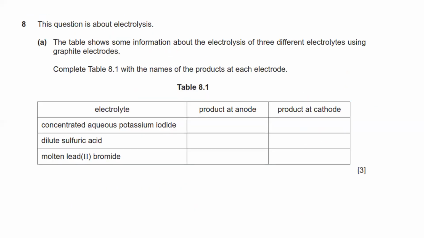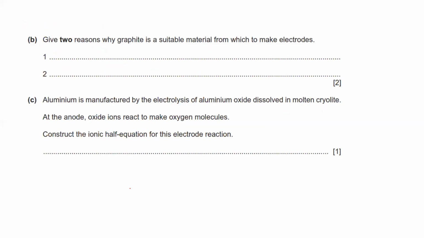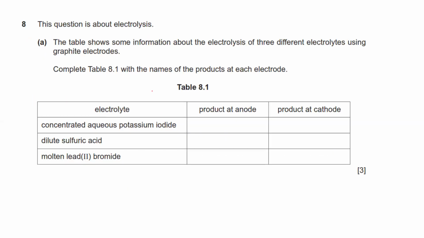So moving ahead, question number 8. It says this question is about electrolysis. The table shows some information about electrolysis of 3 different electrolytes using graphite electrodes. So we are talking about graphite electrodes. Complete table 8.1. Okay, let's see. We have this. So this is my graphite electrode.